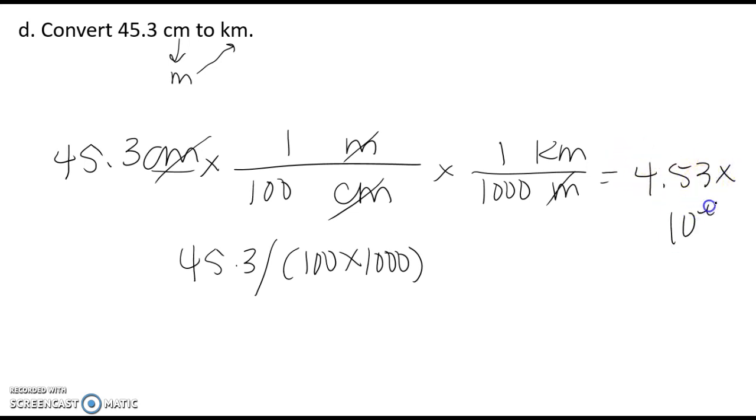times 10 to the negative fourth kilometers, which means that it's a decimal. Your calculator may also tell you 0.00045 kilometers. That's the same thing as this. So if you get that, that's good to go.